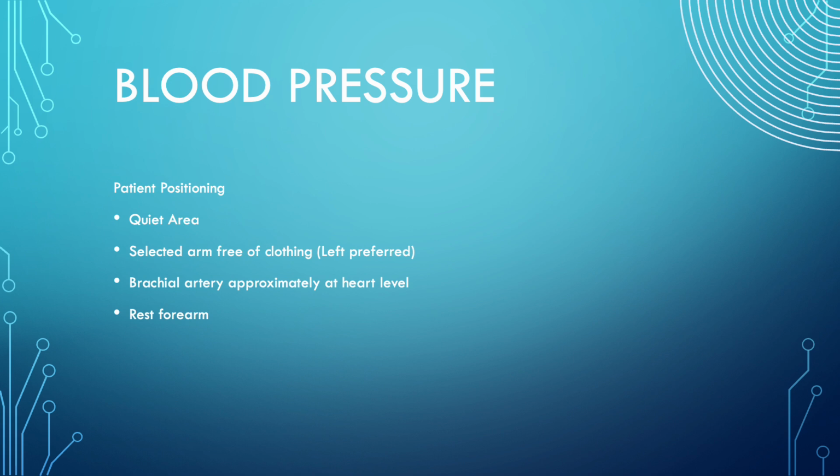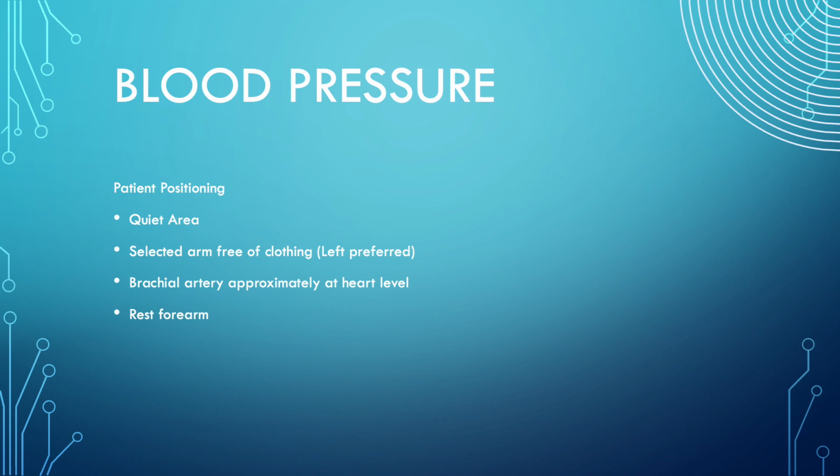When we're taking blood pressure, we want to think about our patient positioning prior to taking it. It's also helpful to be in a quiet area so that you, as the assessor, can hear better. We want to make sure that the selected arm is free of clothing. It is preferred that we take blood pressure on the left, but we can take it on the right. But we should not take it through any sort of sleeves or clothing. So short sleeves is required.